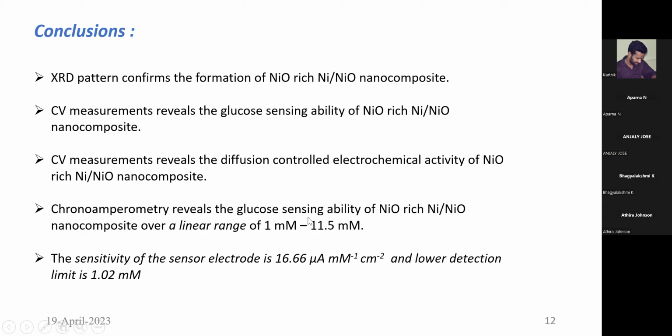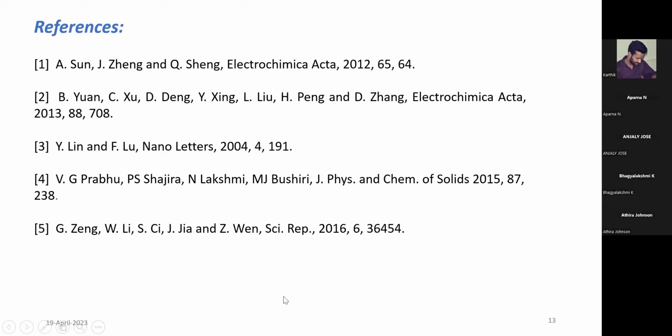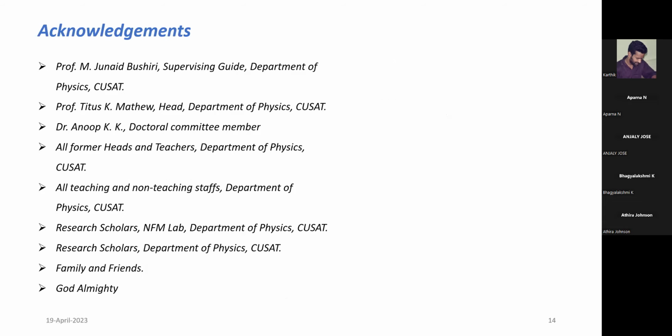Chronoamperometry reveals the glucose sensing ability of nickel oxide-rich nickel oxide nanocomposite over a wide linear range of 1 millimolar to 11.5 millimolar. The sensitivity of the sensor electrode is 16.66 microampere per millimolar per cm square, and lower detection limit is 1.02 millimolar. References, acknowledgements. Thank you.